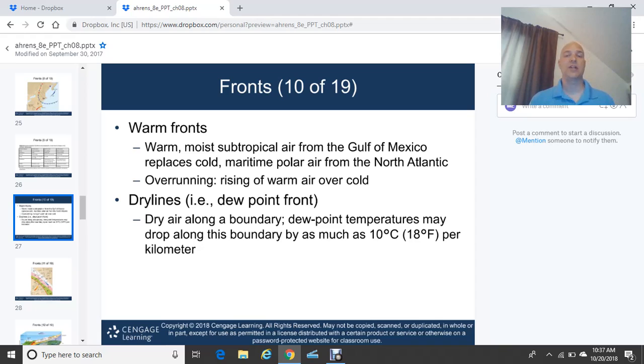The dew point temperatures may drop along this boundary by as much as 18 degrees Fahrenheit in 1 kilometer. So 1 kilometer is about 0.62, just over half a mile. So you can have an 18-degree temperature drop in just half a mile distance with a dry line passage. Okay, dry lines are very interesting because there's not really much of a temperature difference ahead and behind them. It's more of a moisture difference.